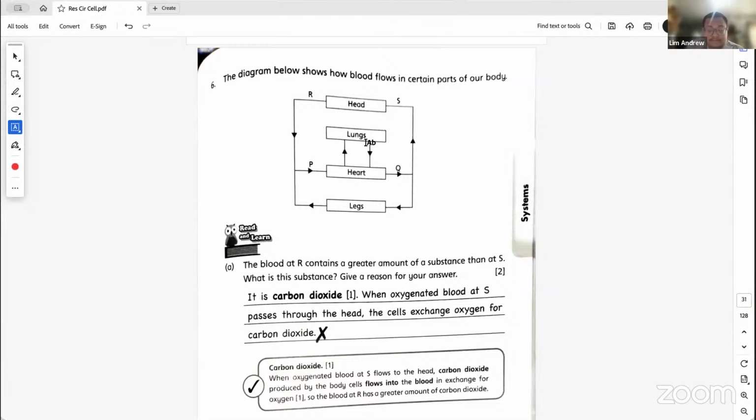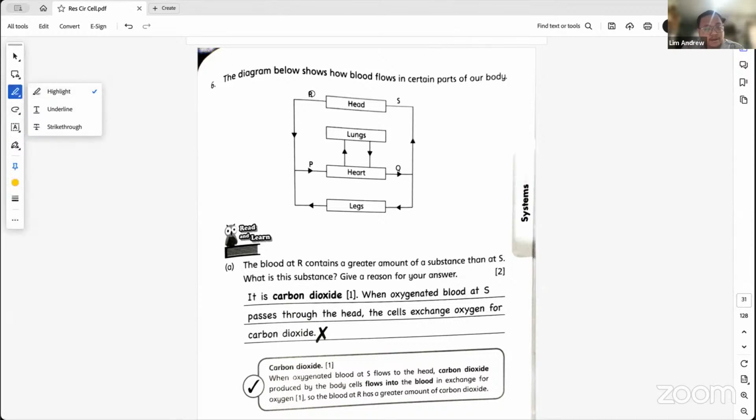The question now says, question 6A, they give you a diagram. They are saying that the blood at R contains a greater amount of a substance than at S. So what is this substance? Give a reason for your answer. The first part of the question tells you that the blood at R contains a greater amount of something compared to S. Let's find out where is R, where is S.